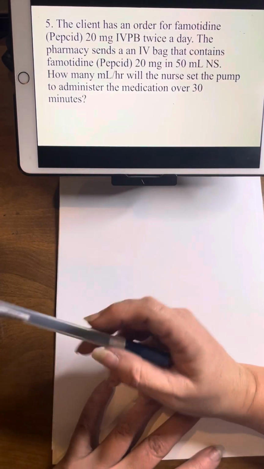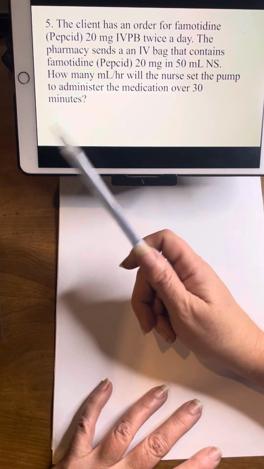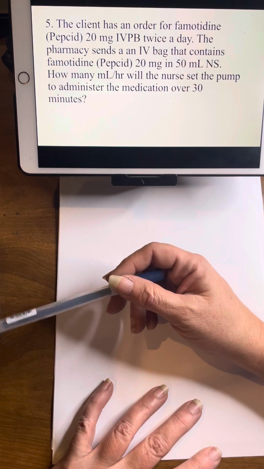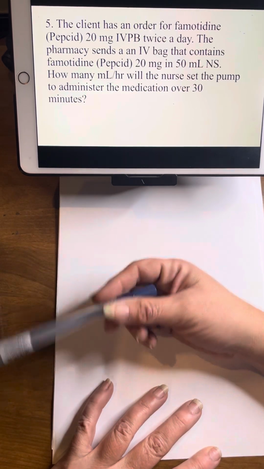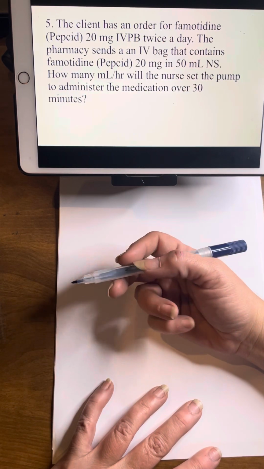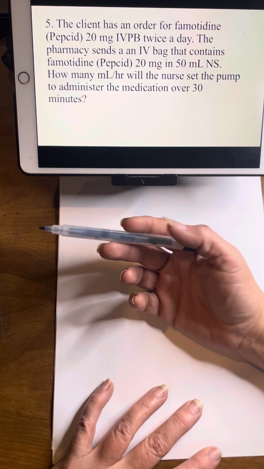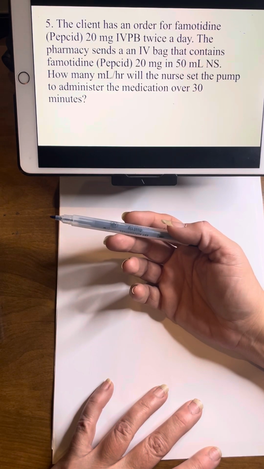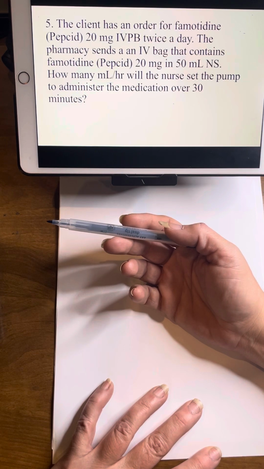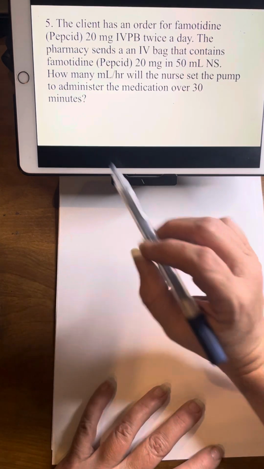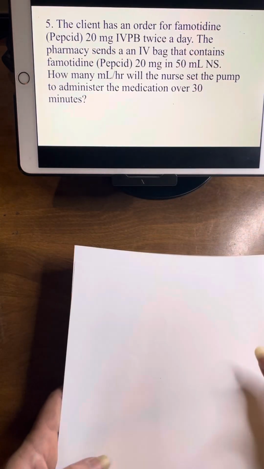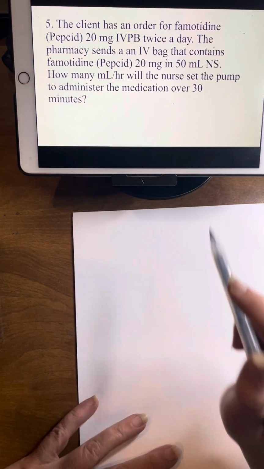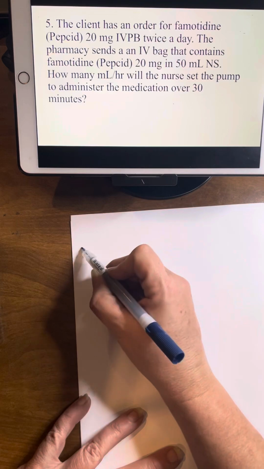Okay, the client has ordered to receive famotidine or Pepsid 20 milligrams IV twice a day, IV piggyback. The pharmacy sends an IV bag that contains famotidine 20 milligrams in 500 milliliters of normal saline. How many milliliters per hour will the nurse set the pump to administer the medication over 30 minutes? Now, they want to know milliliters per hour.